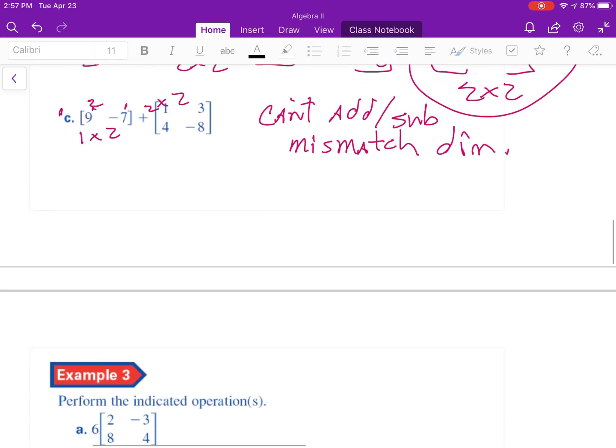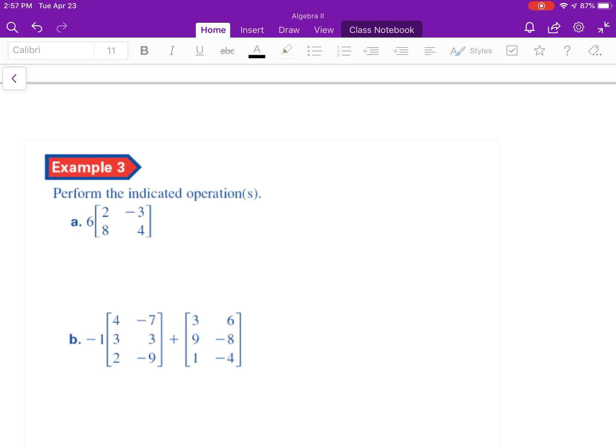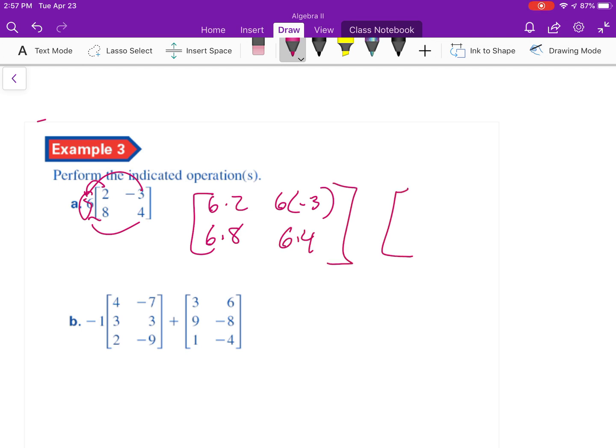One other operation is called a scalar multiple. I like to think of this as the distributive property of matrices because what you're doing is you're taking a number that's on the outside of your matrix and you're distributing it to all spots. So it's going to become 6 times 2, 6 times negative 3, 6 times 8, and 6 times 4. So left with 12, negative 18, 48, and 24.